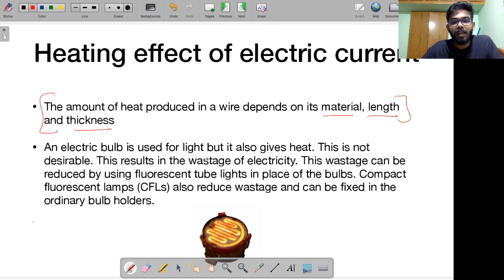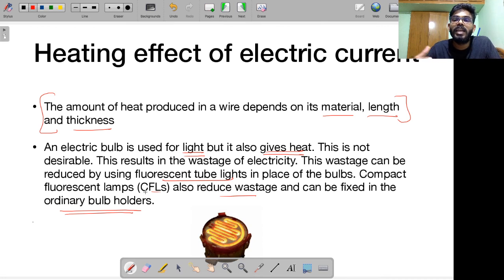If you see, an electric bulb is used for light, but it also gives heat, right? This is not very desirable because you want to consume electricity for the purpose of lighting, but it is getting heated up. This is a wastage of electricity, right? The wastage can be reduced by using fluorescent tube lights in place of bulbs. Okay, CFLs also reduce wastage and they can be fixed in ordinary bulb holders also.